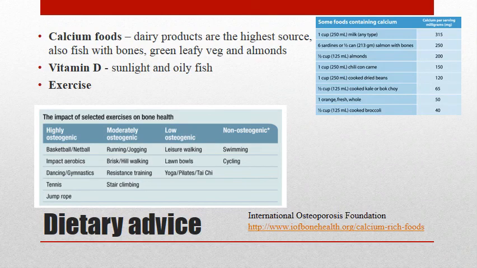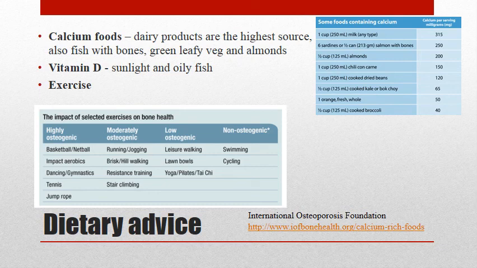Calcium foods are your most obvious things that contain the highest source of calcium, but also you have fish with bones, green leafy vegetables and almonds. Have a look at the table on the right, which shows the amounts of calcium, measured in milligrams. It's a mineral. You'll see a cup of milk has 315 milligrams, and half a can of salmon with bones has 250 milligrams. Almonds are also really high, so for anyone who didn't like dairy or wasn't a fish fan, almonds are really good. Dried beans and green leafy vegetables, including bok choy and broccoli, also have amounts.